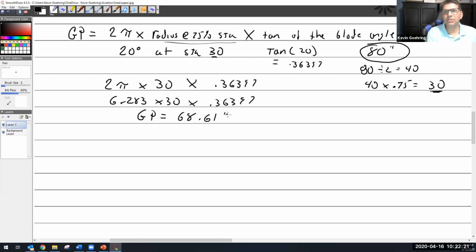So that means that this particular prop should move 68.61 inches per every revolution. 68.61, right? You said 86. Oh, just go with what I wrote, 68.61. Okay, unless you get something different.